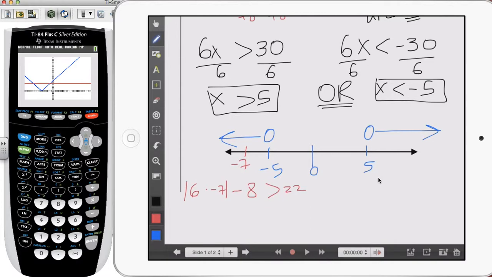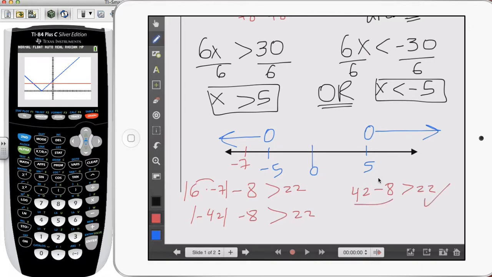So 6 times negative 7 is negative 42. Absolute value of negative 42 minus 8 is greater than 22. The absolute value of a negative number is just 42. So 42 now minus 8 is greater than 22. And yes, it does make sense. The 42 minus 8 is going to give you a number greater than 22.